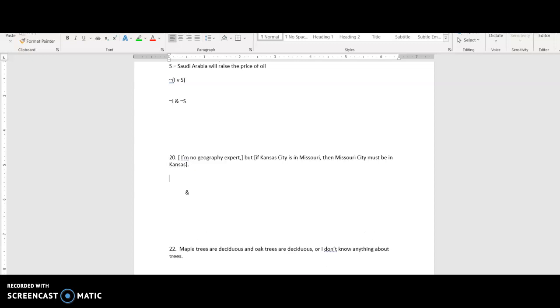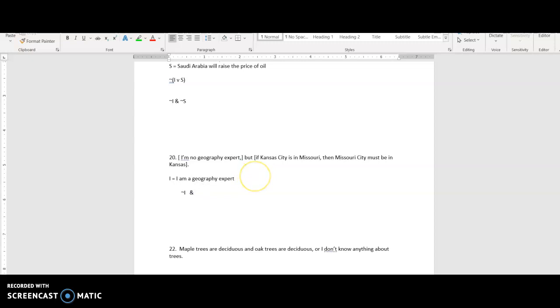All right. So what's the left conjunct? I'm no geography expert. So if you're tempted to write, I'm no geography expert, then you've made a mistake because there is a negation in this sentence, remember? And you're not supposed to translate negations in the symbolization key. It has to be atomic sentences. So what you want to do is, I am a geography expert, right? So then this will get translated as not I, right? So make sure you do not include that negation in the symbolization key. It has to go with the negation.